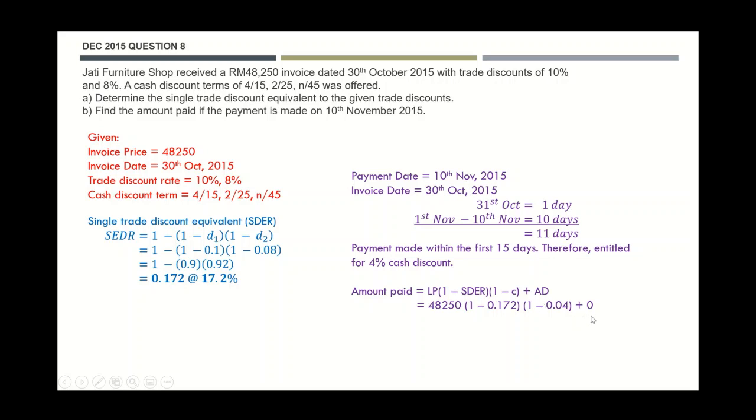Evaluating this value, you get that the amount paid is 38,352 ringgit and 96 cents. So that is the amount paid when payment is made on the 10th of November 2015. Right, so that's all for the first question. Let's continue with the second question.